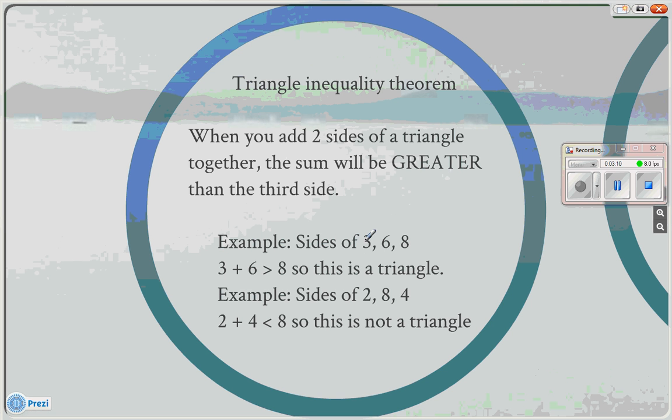and my two smaller sides are 3 and 6. So 3 plus 6 is greater than 8 because 3 plus 6 is 9. 9 is bigger than 8, so that is a triangle. Example here is sides of 2, 8, and 4. Well, your two small sides are 2 and 4. So 2 plus 4, that is less than 8 because 6 is less than 8. So this is not a triangle. Those sides could not make a triangle.